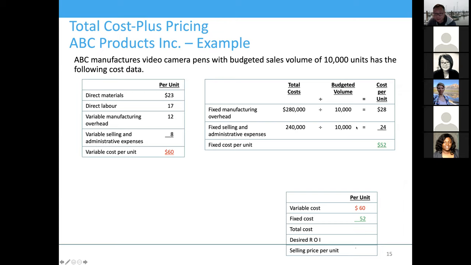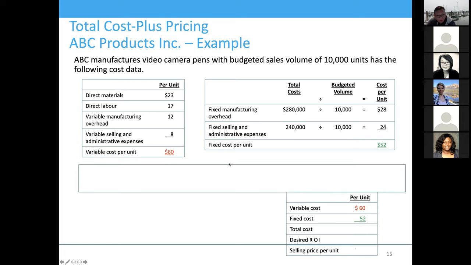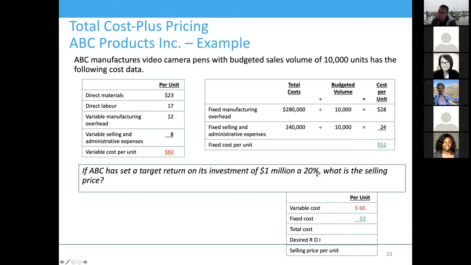So I'm able to figure out the fixed manufacturing overhead is $28 per unit and $24 per unit for the fixed selling and admin expenses. Together, my fixed cost per unit is $52, and I also recorded it here in green. Now, if ABC set a targeted return on its investment of 1 million at 20%, the company invested $1 million and wants a return of 20%. How much money do they want to make? 20% on 1 million is 200,000, right?